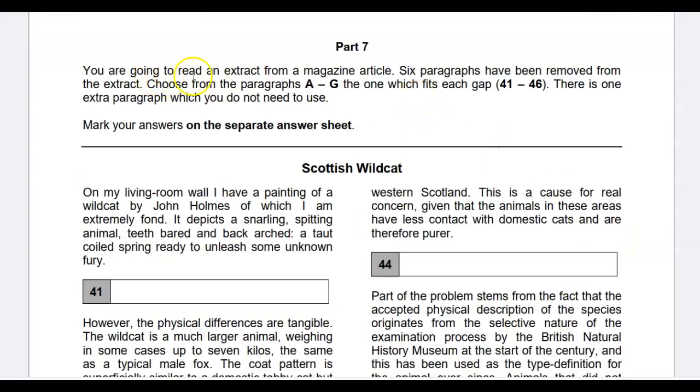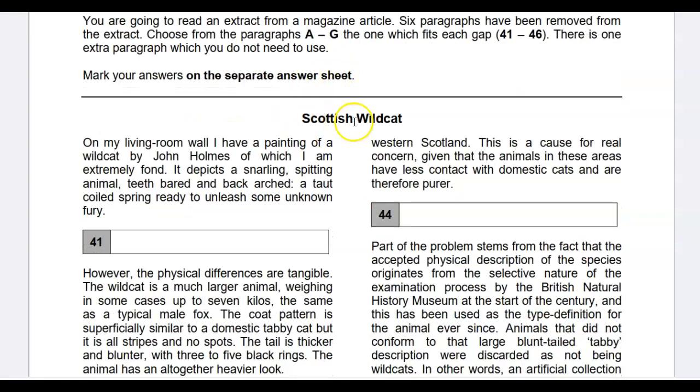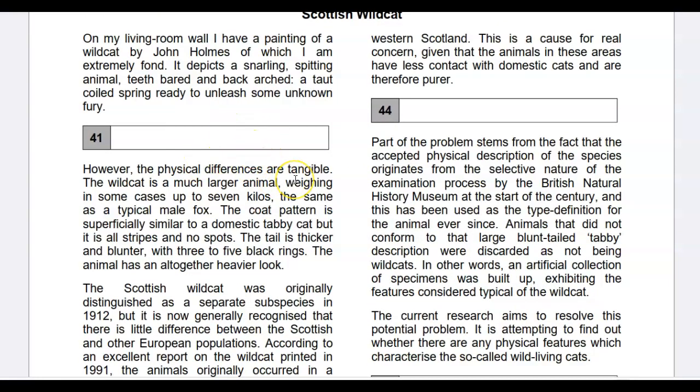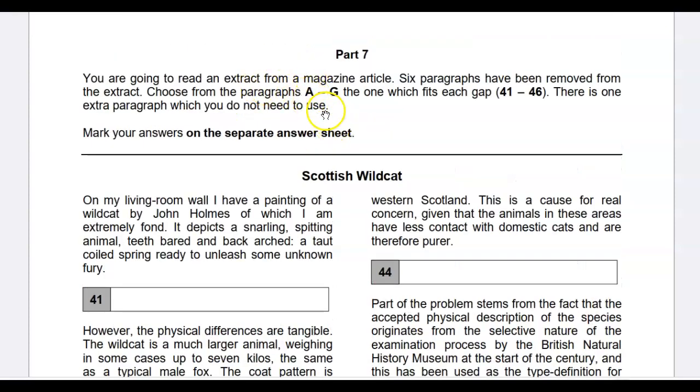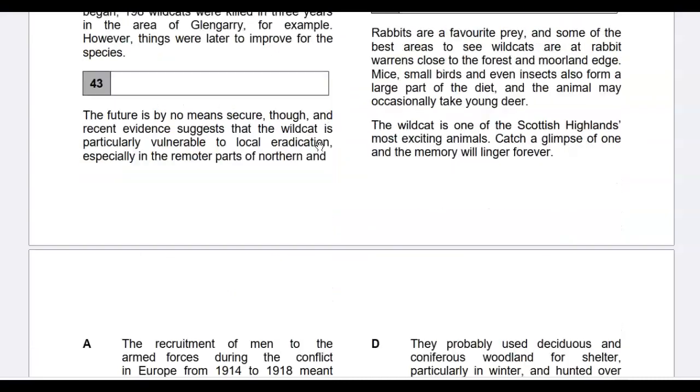Part 7, you're going to read an extract from a magazine article. 6 paragraphs have been removed from the extract, so you're going to choose from paragraphs A to G the one which fits each gap. These are questions 41 to 46. There is one extra paragraph which you do not need to use, so this is very important to take into account. So you're going to read, and then you're going to choose either paragraph A, B, C, D, E, or G, and so on.